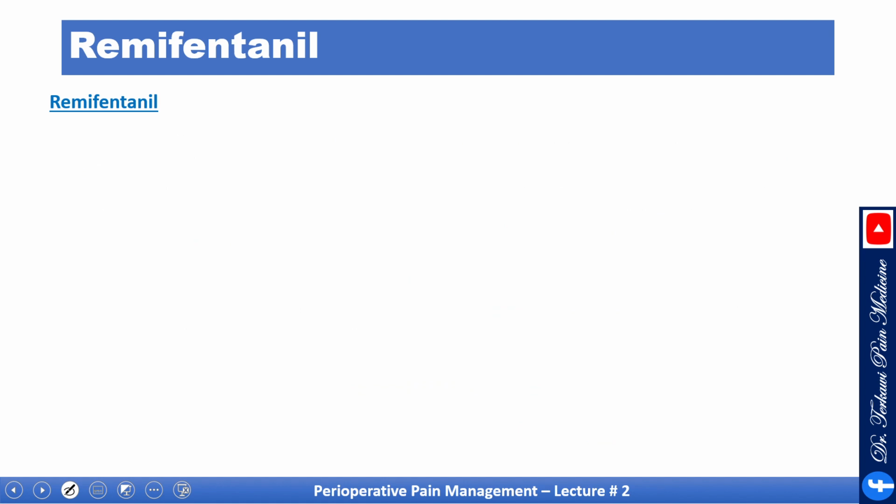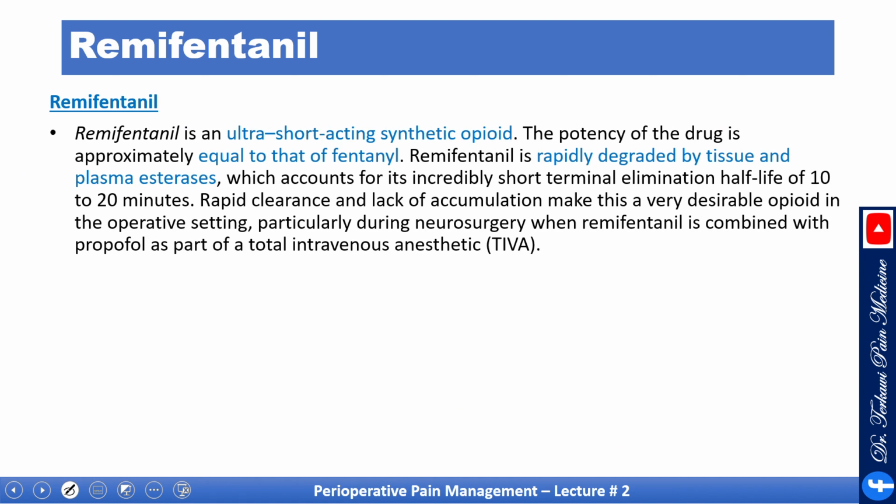Remifentanil is an ultra short-acting synthetic opioid. The potency of the drug is approximately equal to fentanyl. However, remifentanil is rapidly degraded by tissue and plasma esterase, which accounts for its incredibly short terminal elimination half-life of 10 to 20 minutes. Rapid clearance and lack of accumulation make this a very desirable opioid in the operating setting, particularly during neurosurgery as part of TIVA.